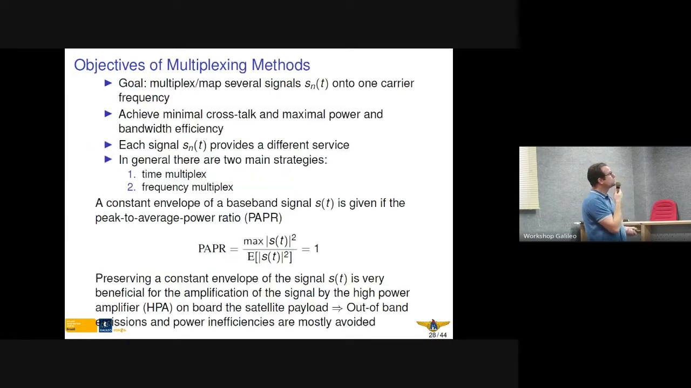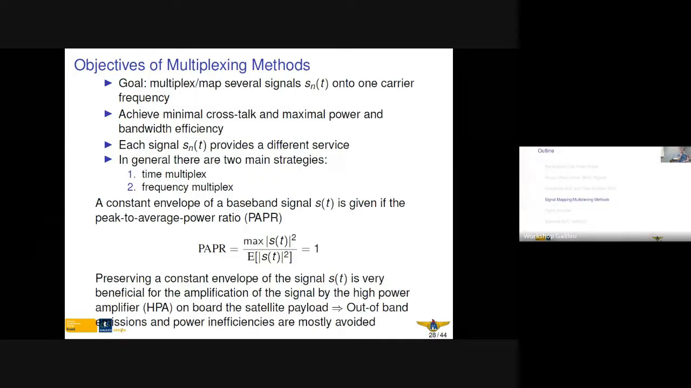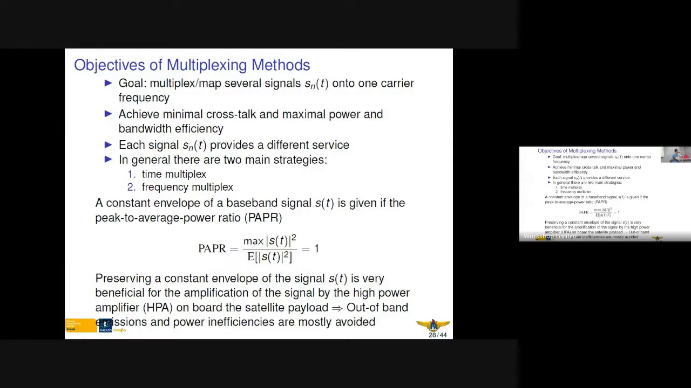Now let's move on with how we can interplex, or multiplex, or map, there are several words for that, several signals onto one carrier. As I mentioned before, we have several carriers for each satellite, and each satellite is transmitting several signals on each carrier, and these signals are allocated to different services.